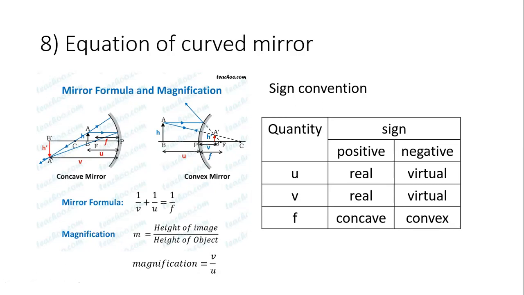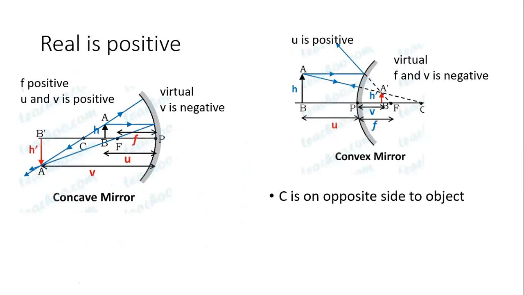Memory work, nothing much. Then know how to use the formula. Or your book says, look at this side where the ray is coming from. It's concave, call it positive. U and V is positive. But if the image is here, that is virtual, it becomes negative.